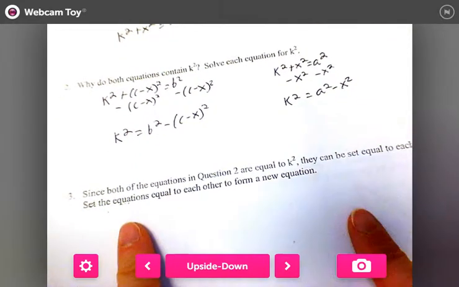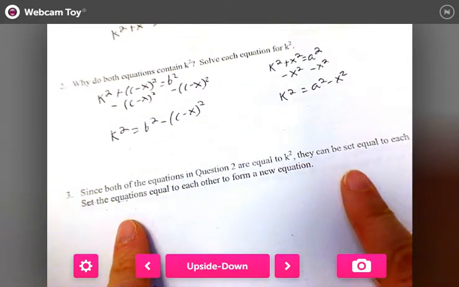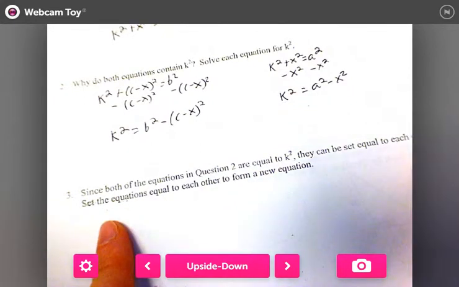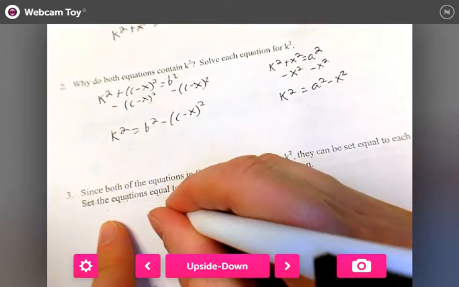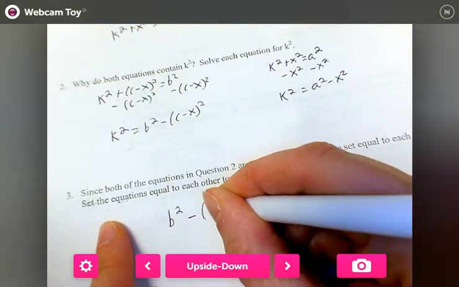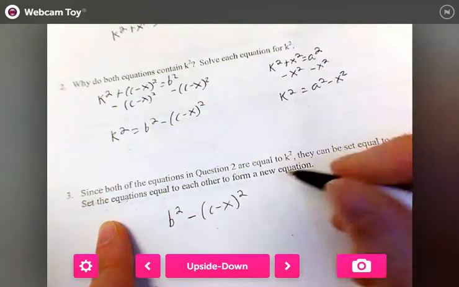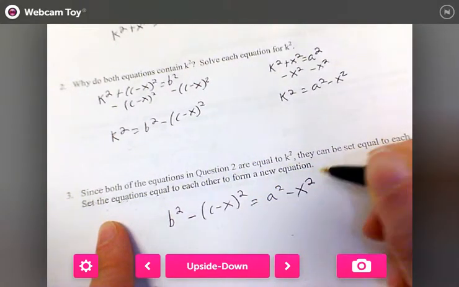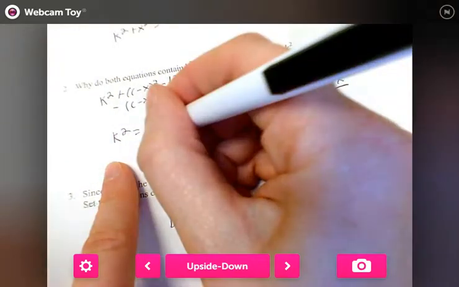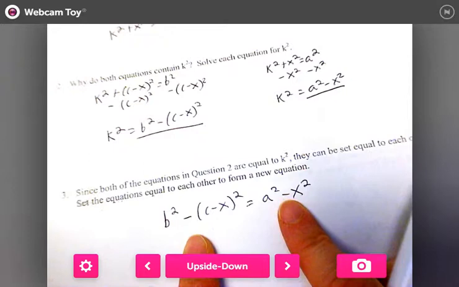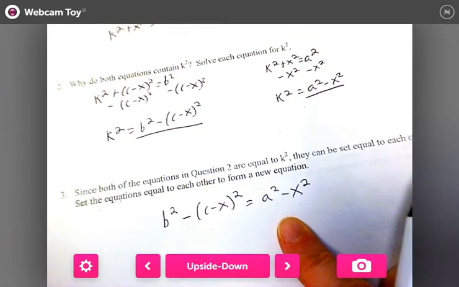All right. Since both of the equations in question 2 are equal to K squared, they can be set equal to each other. So we're going to make that equation. We're going to go B squared minus C minus X squared equals A squared minus X squared. All I did was, both of these are equal to K squared, so I set them equal to each other. Okay, now I need to make sure you guys get that down because I need to turn the paper over.